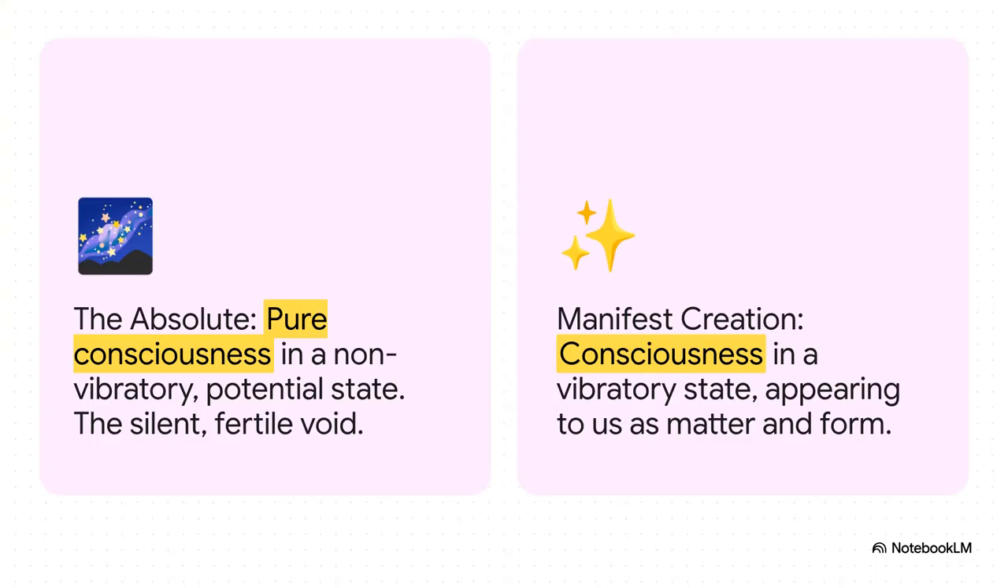Bentov's whole model really boils down to two fundamental states. First, you've got the absolute. Think of it as a silent, totally still state of pure potential, like an infinite, fertile void, just waiting. And then you have our reality, the manifested creation. And that happens when that void gets a little nudge and starts to vibrate.